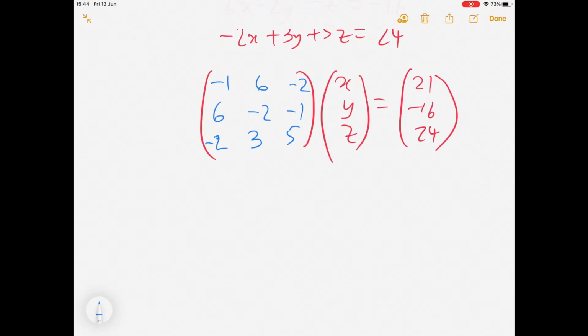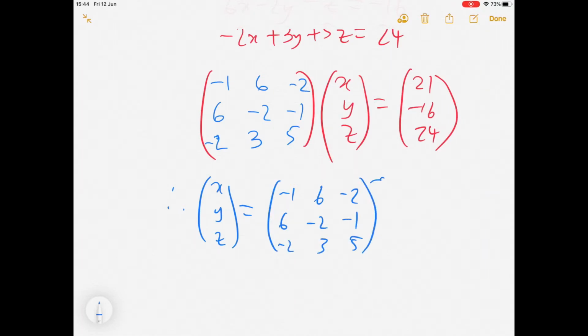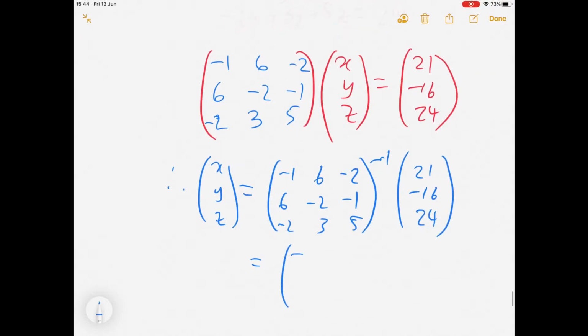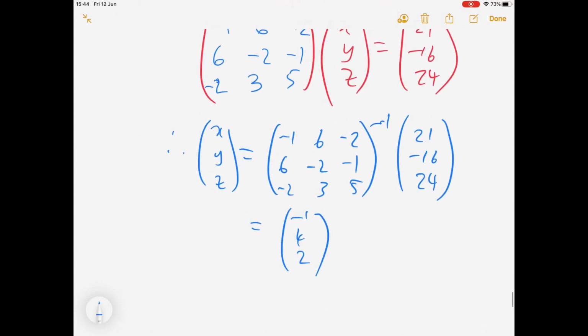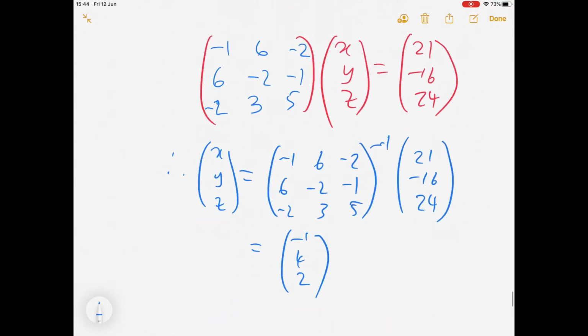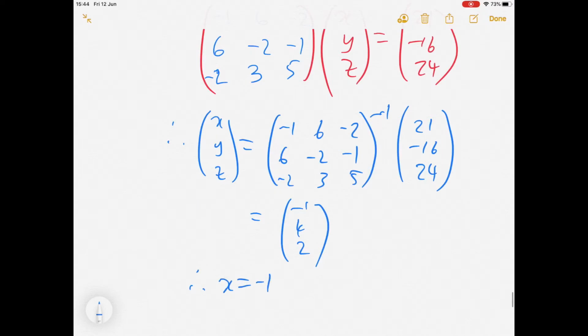And then we can find the inverse using a calculator and multiply both sides by the inverse matrix to give (x, y, z) is this matrix inverse times (21, minus 16, 24), and that just gives us (minus 1, 4, 2). So this tells us the only solution to this system of equations is x is minus 1, y is 4, z is 2.